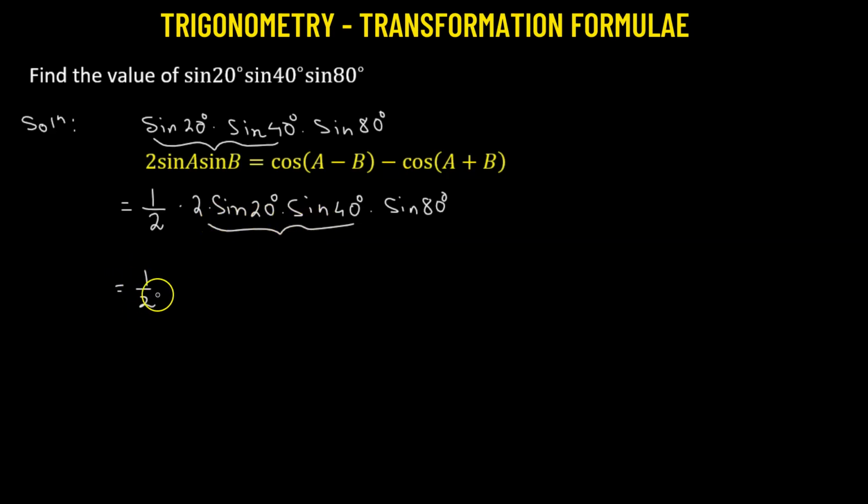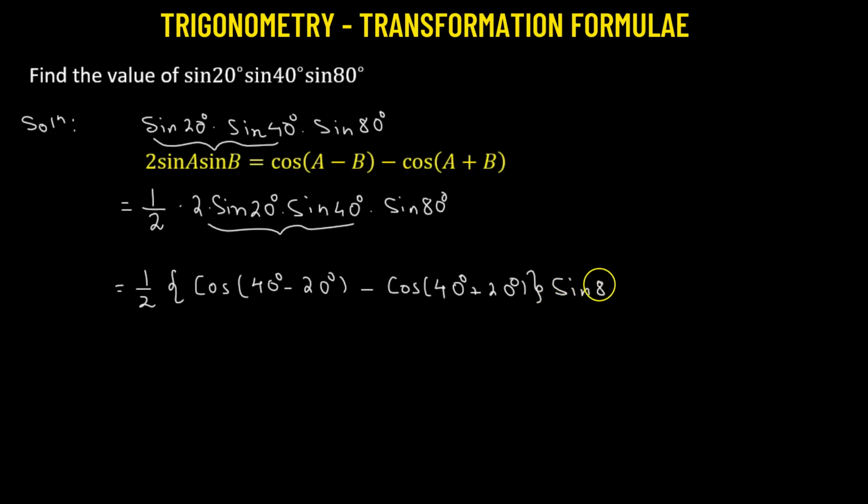So this is going to give us half. Let us assume that A is 40 degree and B is 20 degree, such that A is greater than B. So we have cosine of A minus B, so 40 degree minus 20 degree, minus cosine of A plus B, that's 40 degree plus 20 degree, multiplied to sine 80 degree. So this will be equal to half. Now we have cosine of 40 minus 20, so that's cosine 20 degrees, minus cosine of 40 degree plus 20 degrees, that's 60 degrees. So we get cosine of 60 degree, multiplied to it will be sine 80 degrees.